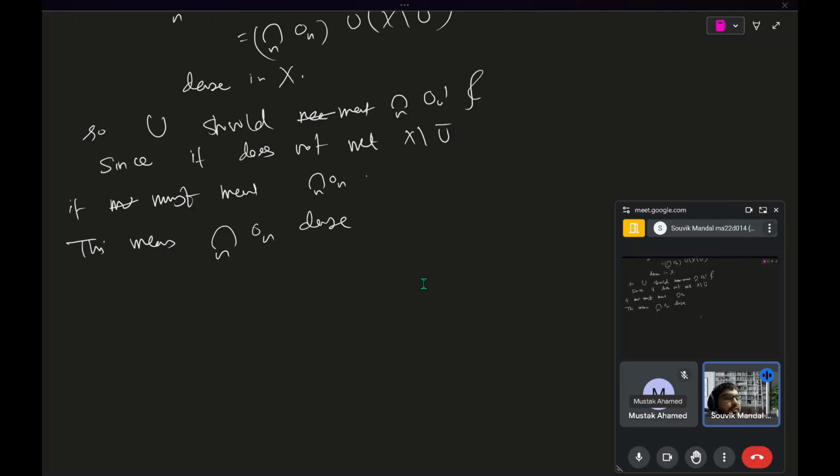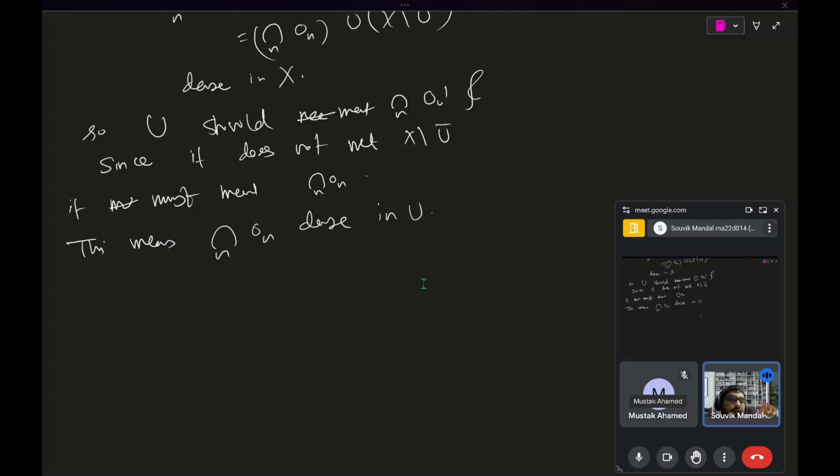Okay, let me repeat the argument again here. What we need to show is that every non-empty open set in a Baire space is a Baire space. How to prove it? Can you repeat this once again? Yeah, sure. The question is to show that every non-empty open set U of a Baire space is a Baire space.